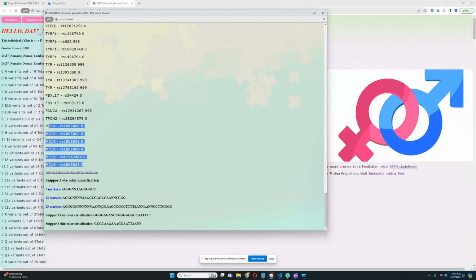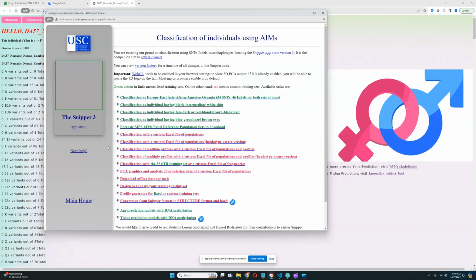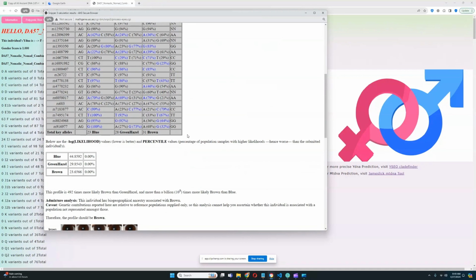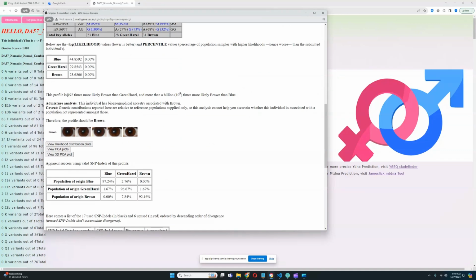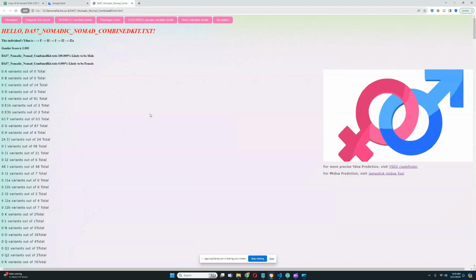We can actually play around with the Snipper free genotypes. Let's do that right now. I'm just going to demonstrate to you how this works. We can copy that and put these genotypes into here and see what he scores with Snipper. So yeah, he's got 492 times more likely brown than green hazel eyes, and more than a billion times more likely brown eyes than blue with Snipper. Snipper is not very entertaining. In terms of presentation, it's very nerdy, kind of difficult to make content out of that.